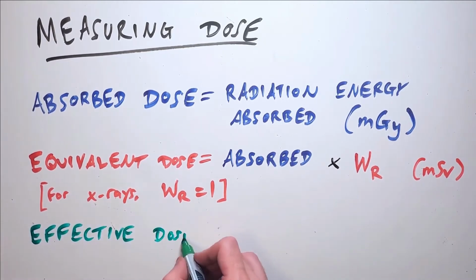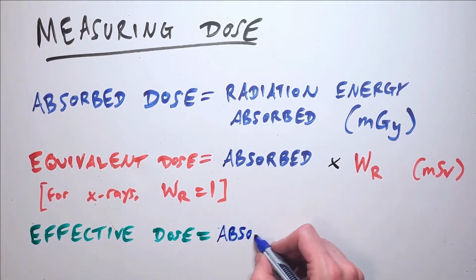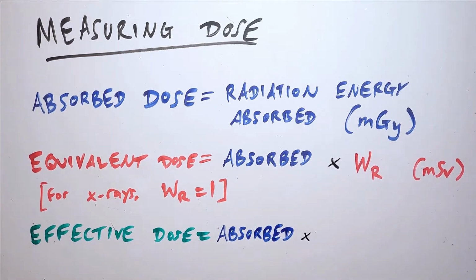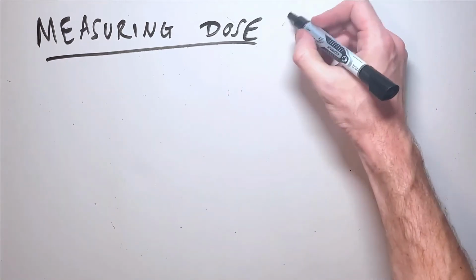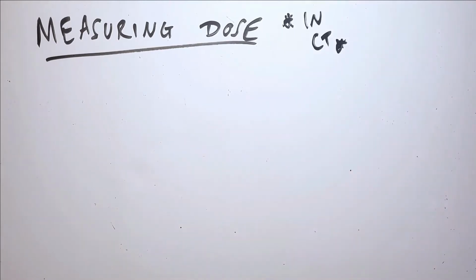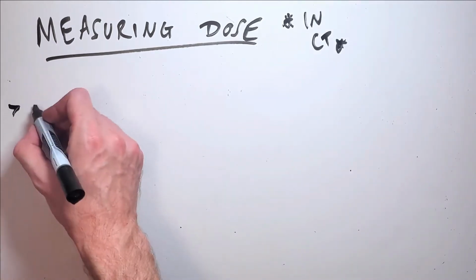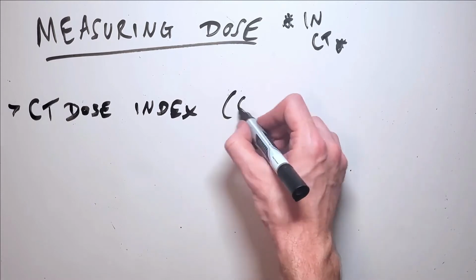Effective dose takes into account both the radiation type and the tissue type being irradiated. This means it's the equivalent dose multiplied by the tissue weighting factor, which varies depending on the relative radiosensitivity of the tissue type being irradiated. There are several other expressions of radiation dose which are specific to CT imaging. CTDI stands for CT dose index.